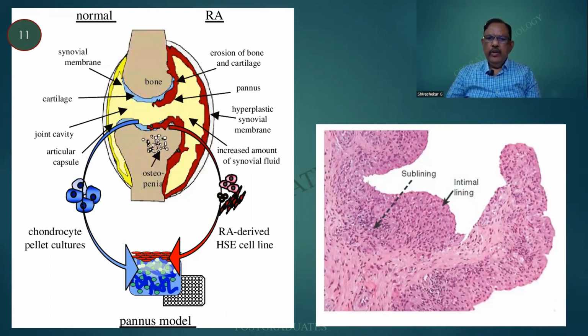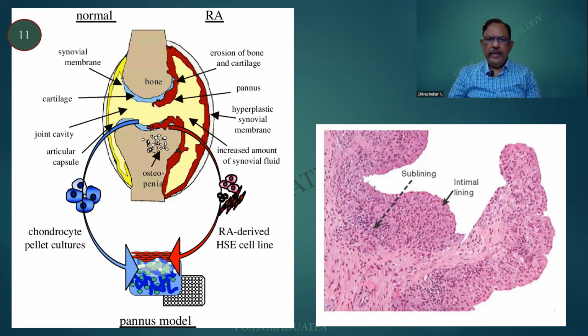This is of paramount importance, namely the rheumatoid arthritis. Again, on one side, I am seeing the normal tissue. And these are the cartilages, the chondrocytes can be used for culture. On the other hand, there is an erosion. There is a formation of a pannus. What is a pannus? I shall be explaining.